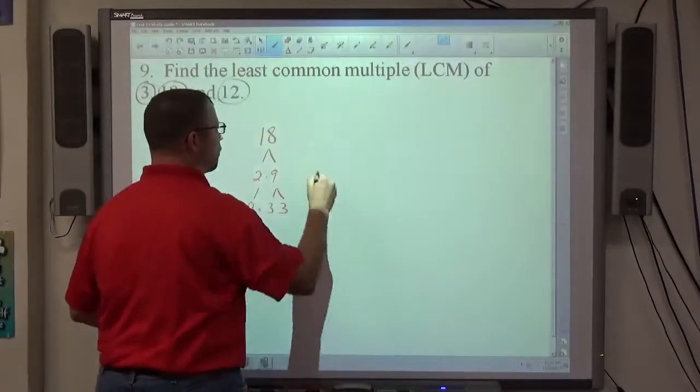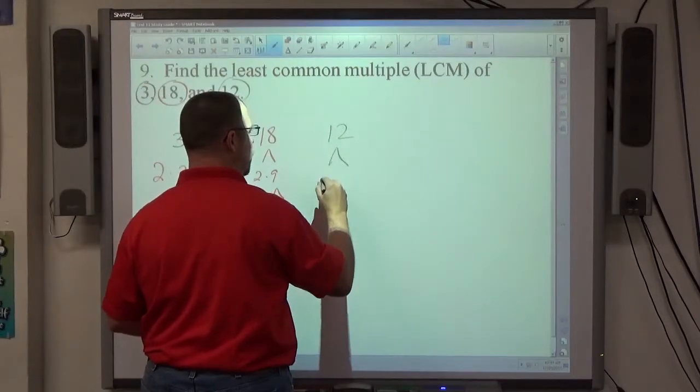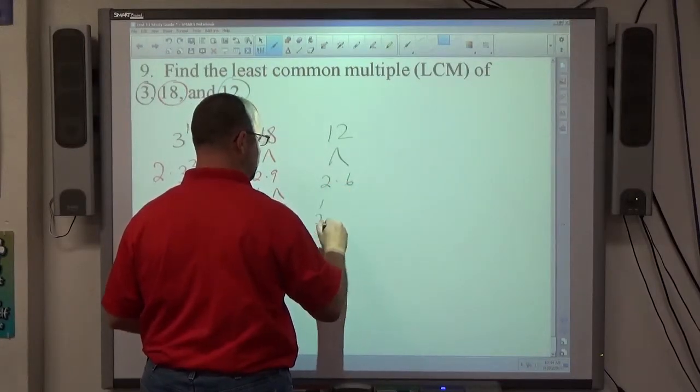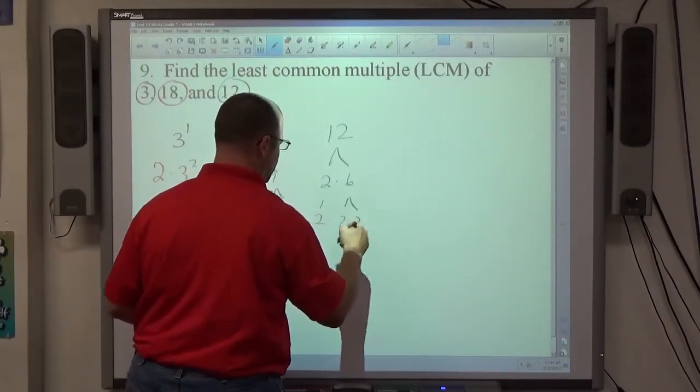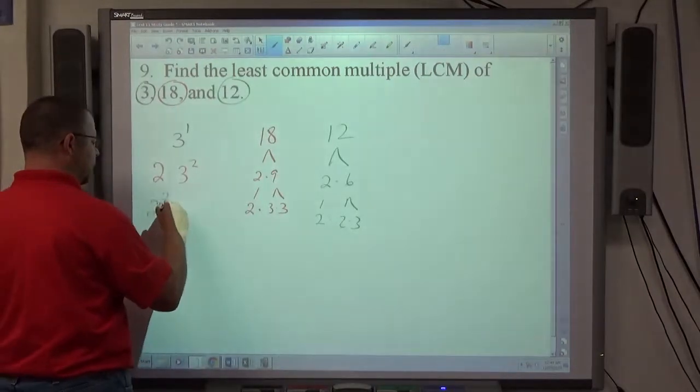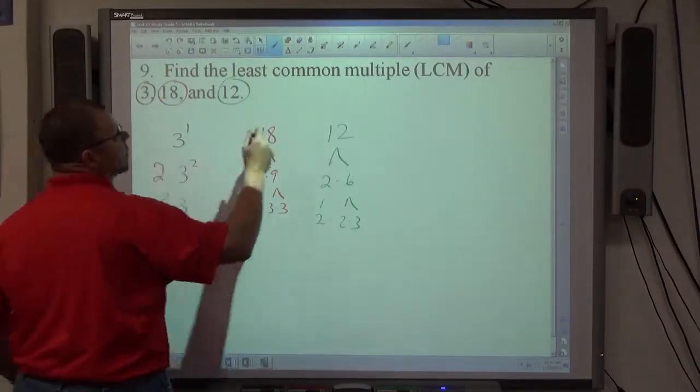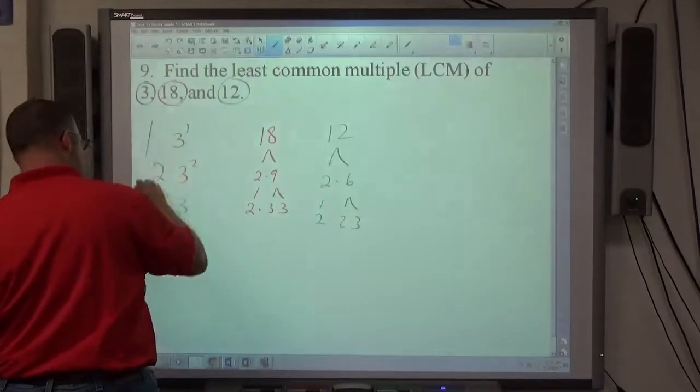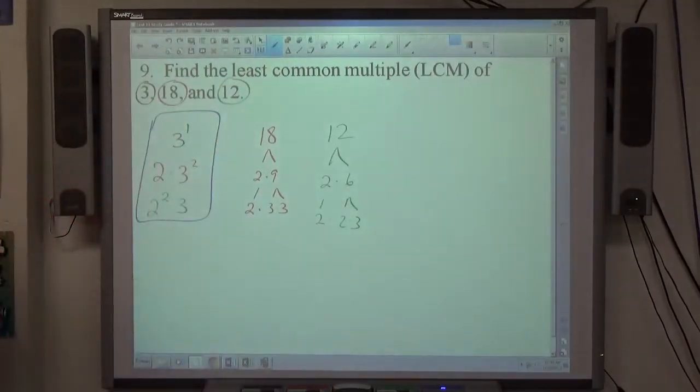Then we have 12. If I do a prime factorization of 12, 12 is 2 times 6, 2 is prime, 6 is 2 times 3. I can see that's 2 squared times 3. So that's job 1, is to get the prime power factorization of each object. So 3 is 3 to the first, it's prime, can't do anything to it.